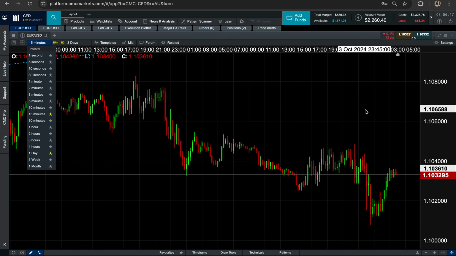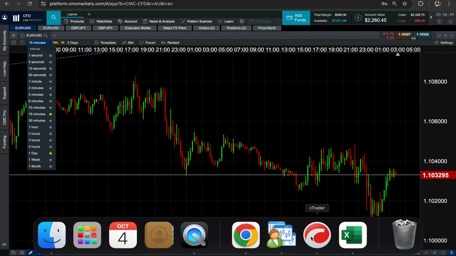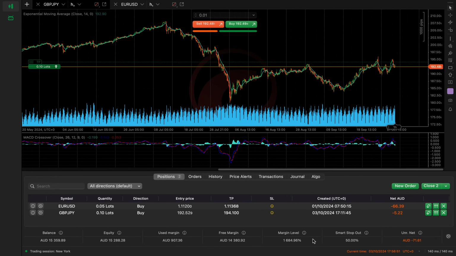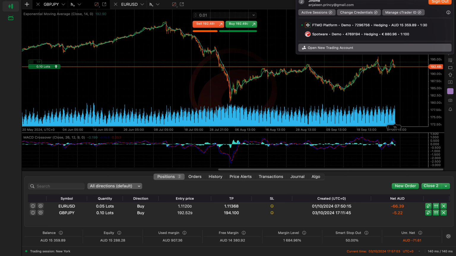I haven't accepted the loss, and I did pretty much the same thing on my FTMO account. Similarly, I did a gold trade. I made a good profit. Let me show you, yeah, I've got an account for 15k. It's right now sitting at 15359.89. I made a profit of like 500 something, but I made a loss of 200.